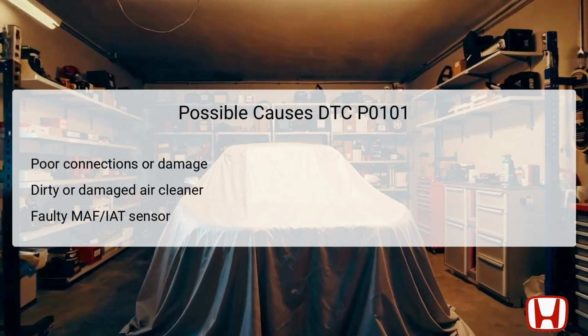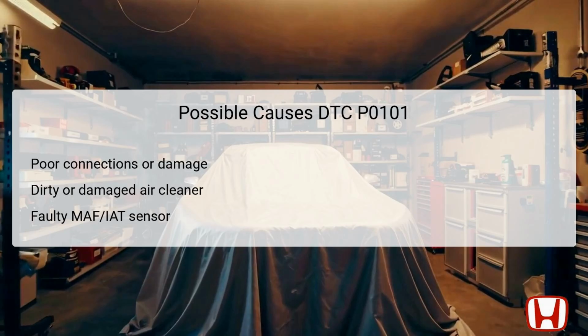Several possible causes can trigger the DTC P0101 error code. Firstly, poor connections or damage to components like the PCV hose, intake air duct, or air cleaner can lead to improper MAF sensor readings. These components need to be visually inspected to ensure no cracks or loose fittings exist.